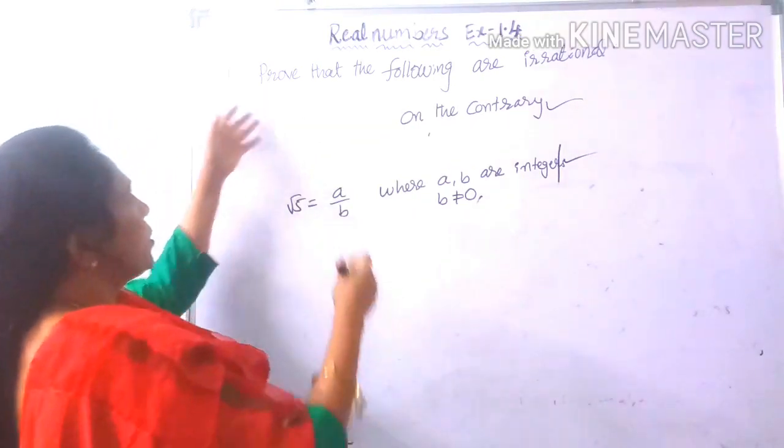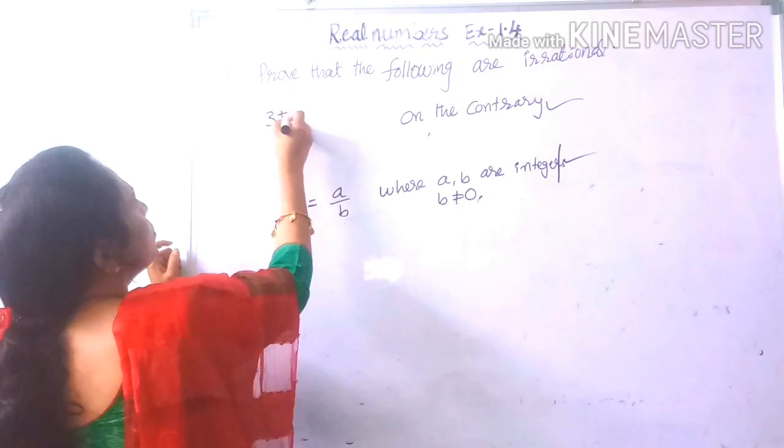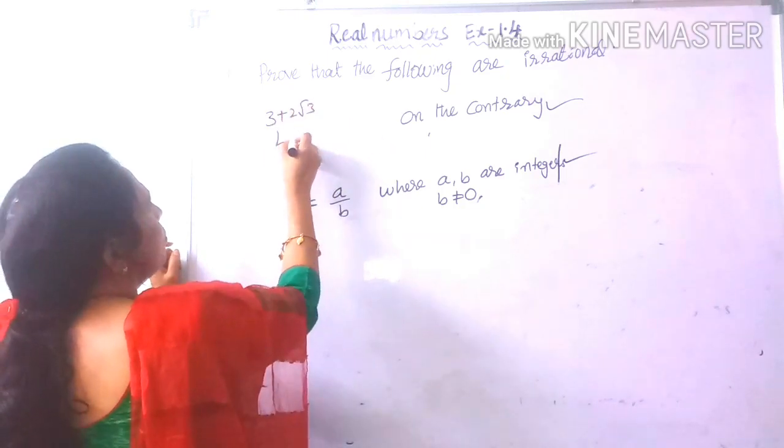Let's move on to the next question: 3 plus 2 root 5. Let us assume.